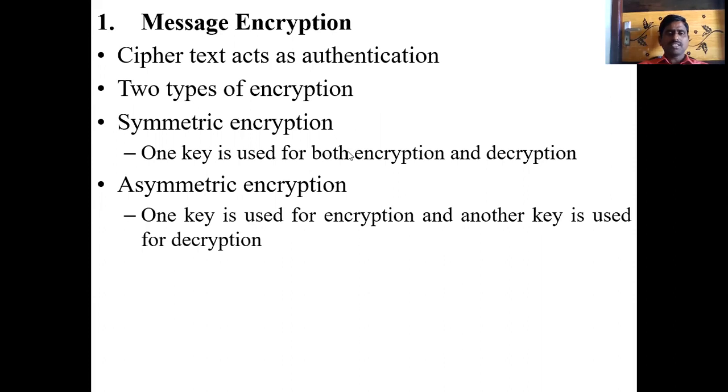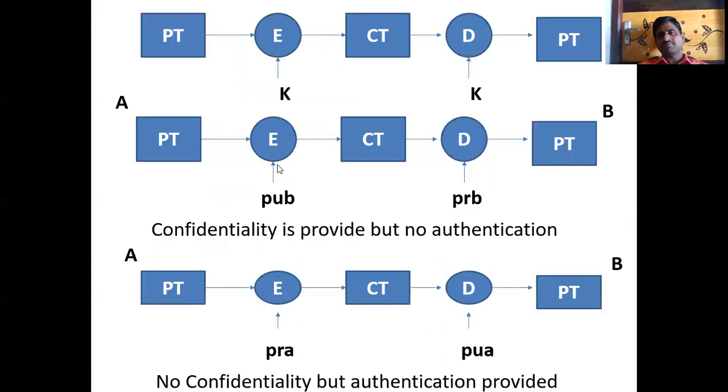So symmetric encryption is where one key is used for both encryption and decryption. The sender and the receiver share the same key to perform the encryption and decryption process. And what is asymmetric encryption? Here we use different keys for encryption and decryption. One key is used for encryption at the sender and another key is used for decryption at the receiver. That is called asymmetric encryption.